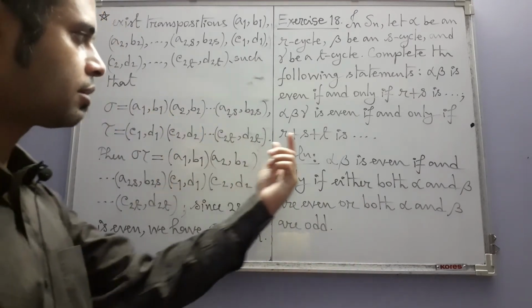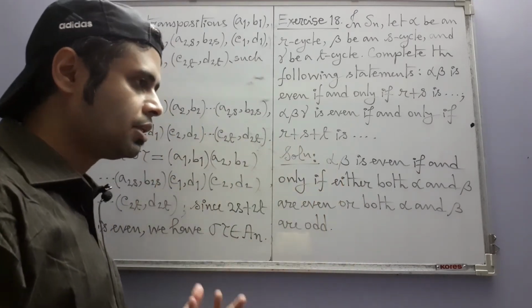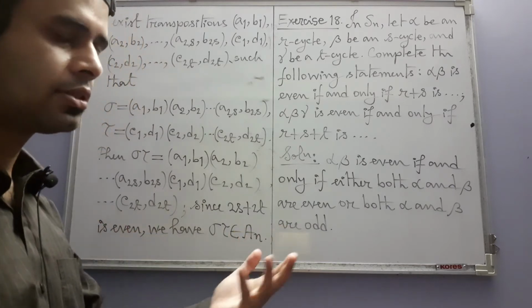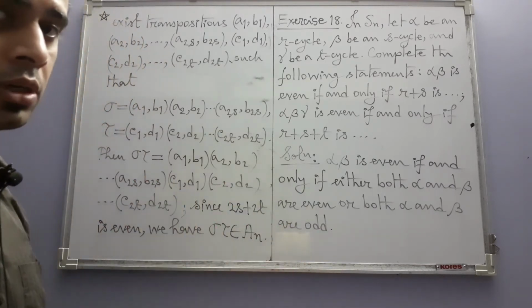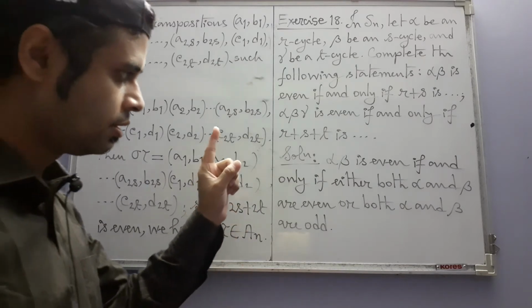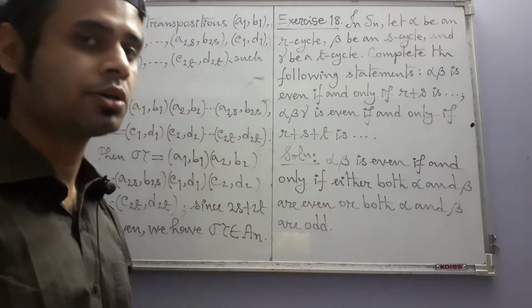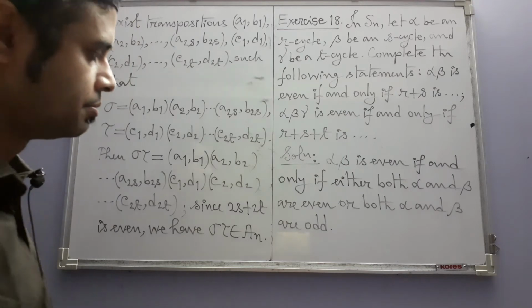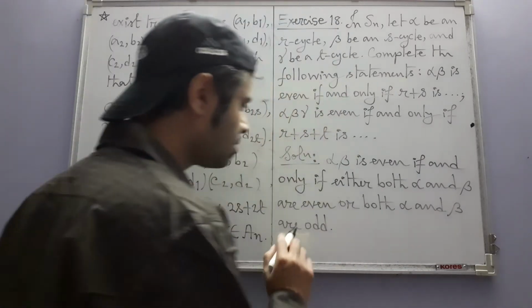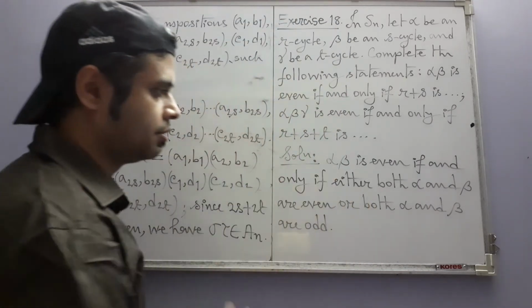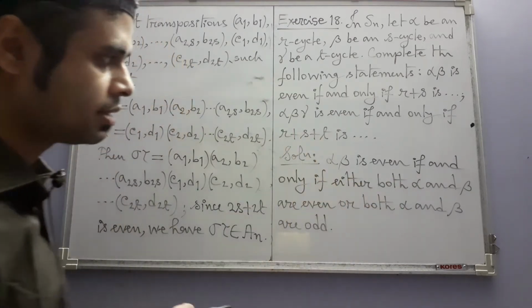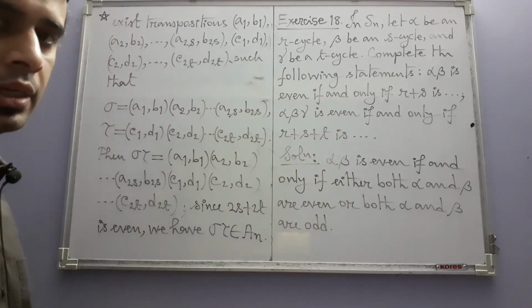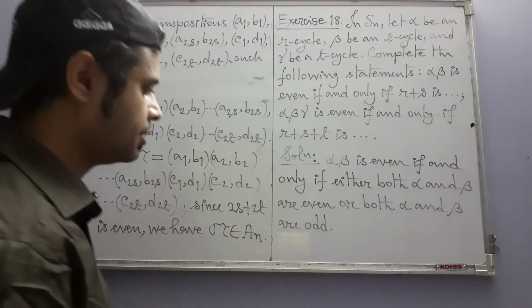So when you take their composition, you will have an even number of transpositions plus an odd number of transpositions, which gives you an odd number of transpositions. So in that case, alpha beta will not be even, it will be odd. So that is why we write if and only if. If these things are true, then alpha beta is even, and that is the only case in which alpha beta can be even.